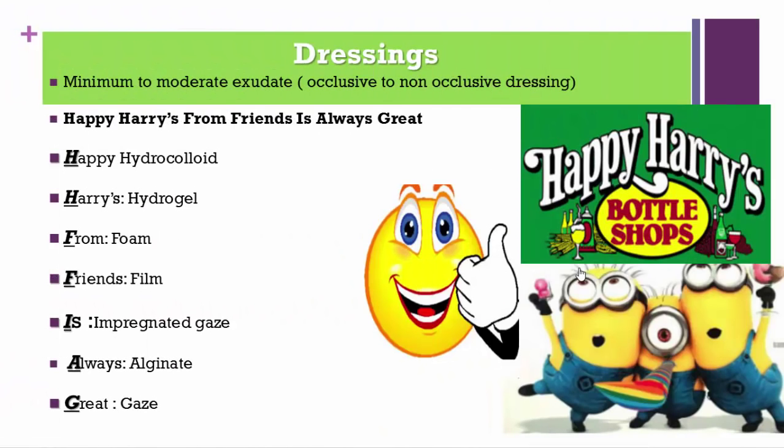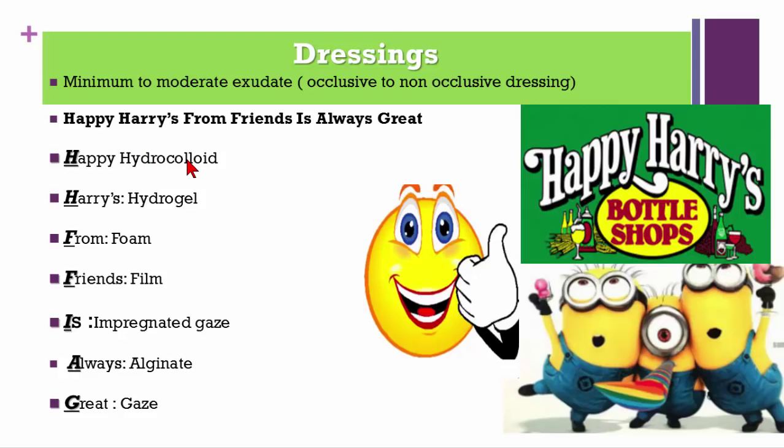Let's see the mnemonics for dressings. For minimum to moderate exudate, we should use occlusive to non-occlusive dressings. So how would you remember this? Just remember, Happy Harris from France is always great. Happy Harris is a bottle shop in the US. So, Happy Harris from France is always great.